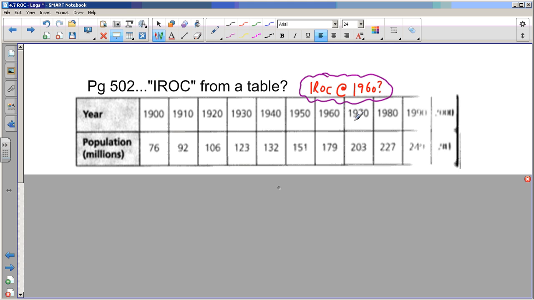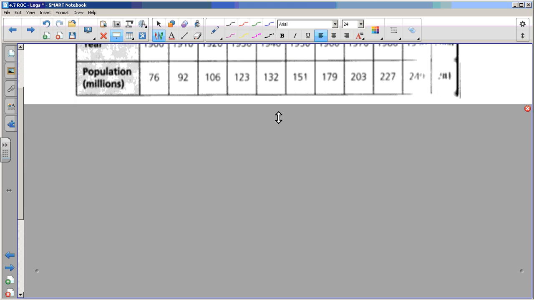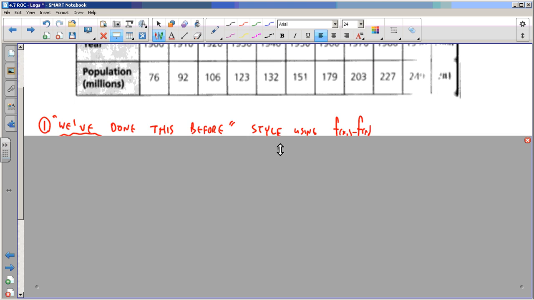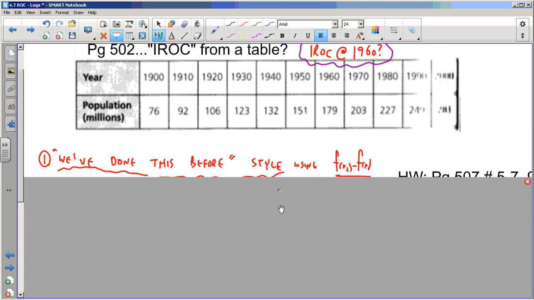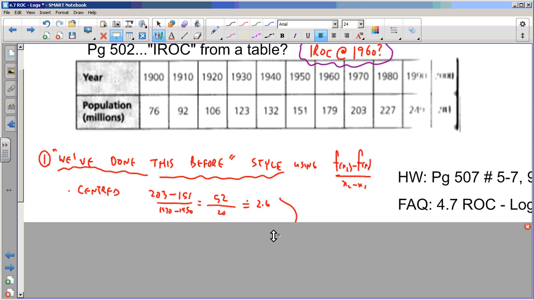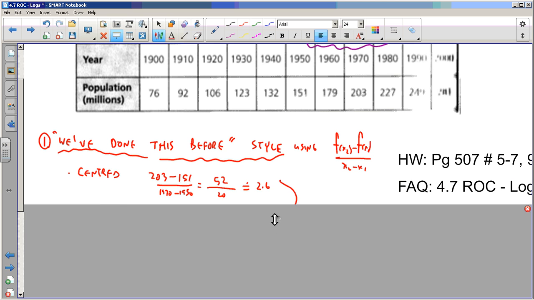Well, how would we do that? How we first did this way back when? Way back in Unit 0. Think back, way back, Unit 0 was, we could do just the best that we have from the table, right? We'll try the centered style, which is just go from here to here, which, by the way, isn't very instantaneous, a 20-year change, but we get that it was going up by about 2.6 million people a year on average if we use a centered interval.